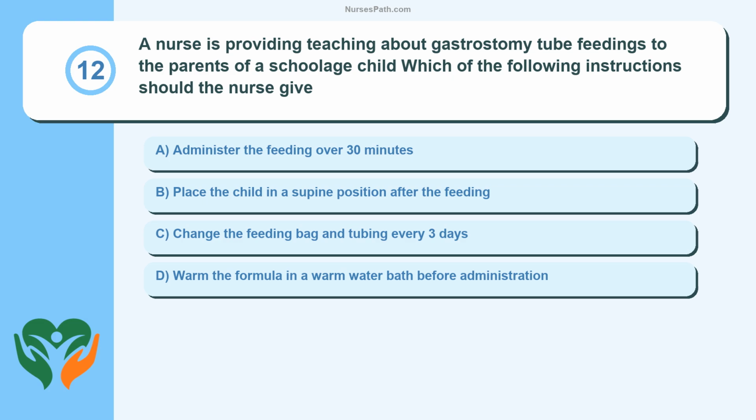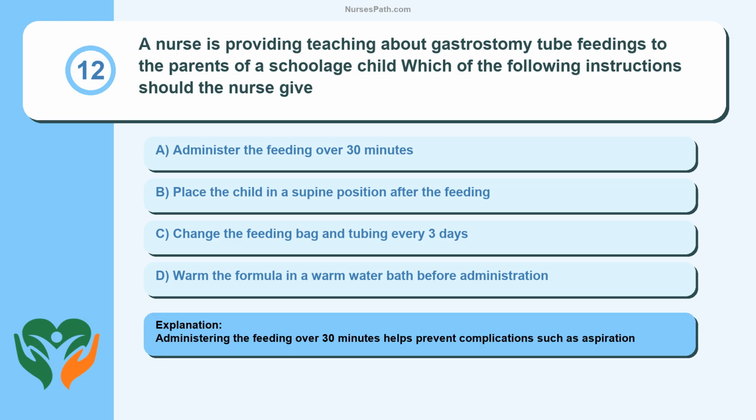Question 12. A nurse is providing teaching about gastrostomy tube feedings to the parents of a school-aged child. Which of the following instructions should the nurse give? Administer the feeding over 30 minutes. Place the child in a supine position after the feeding. Change the feeding bag and tubing every 3 days. Warm the formula in a warm water bath before administration. Administering the feeding over 30 minutes helps prevent complications such as aspiration.